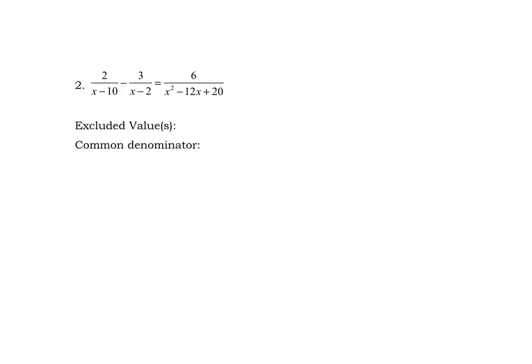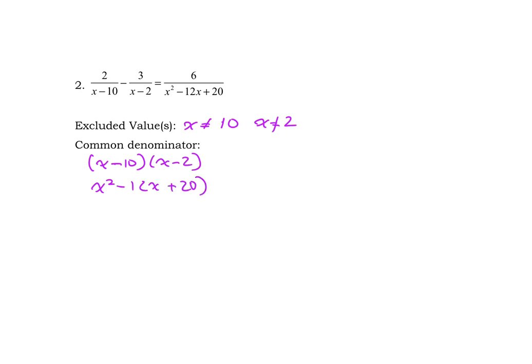Okay, so this one is a little bit more complicated. So what we're going to do is think about the trinomial right here, and it factors into x minus 10, x minus 2. You can multiply x minus 10 and x minus 2 together and get it also. So remember, my exclusions come from those denominators, so x can't equal 10 and it can't equal 2. My common denominator is that x minus 10, x minus 2, and we just need to remember that is also x squared minus 12x plus 20.